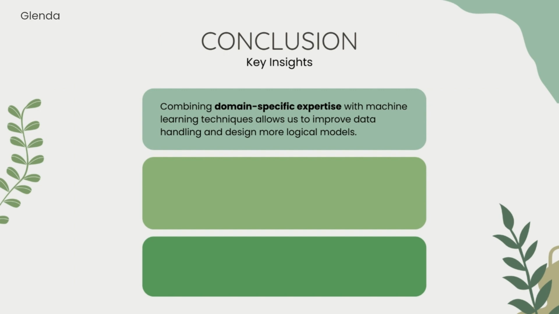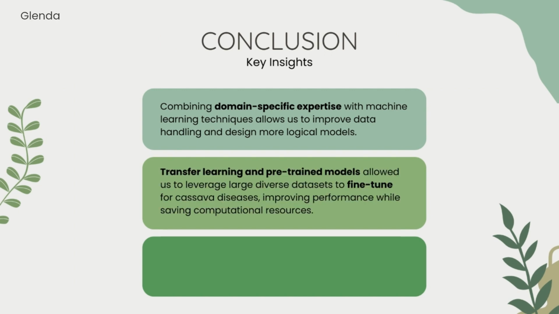Now, reflecting on the journey of developing the cassava disease classification model, one key insight gained is the critical importance of combining domain-specific expertise with machine learning techniques. Understanding the context and characteristics of these diseases does not only help design pre-processing steps like data augmentation, but also guides the selection of pre-trained models and architectures. Another takeaway is the value of transfer learning in tackling real-world problems with limited data. This approach has helped us to save significant computation resources and improve the model's generalization ability.